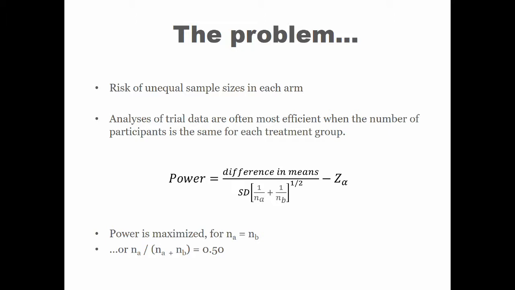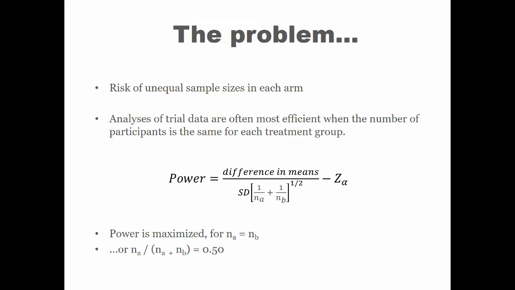So let's say that you've got a 2-arm trial, like we've been discussing throughout this module. You're flipping coins as patients are enrolled in the trial, and you could just get a string of heads at some point. So you wind up with 20 patients in one arm and 24 patients in another. And the problem with that is that the analyses of trial data are more efficient when we get an equal number of participants in each treatment group.